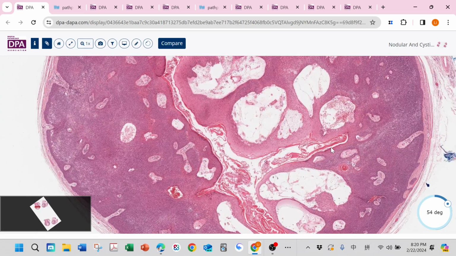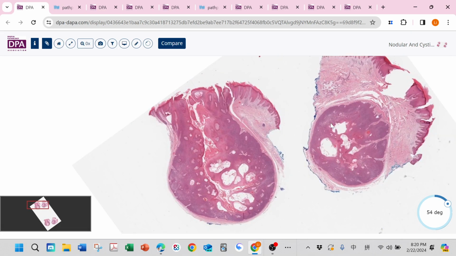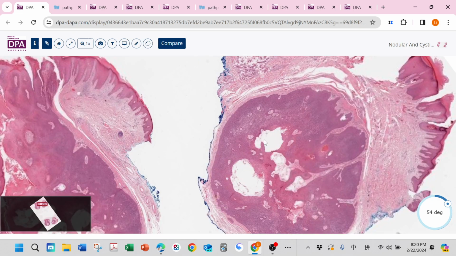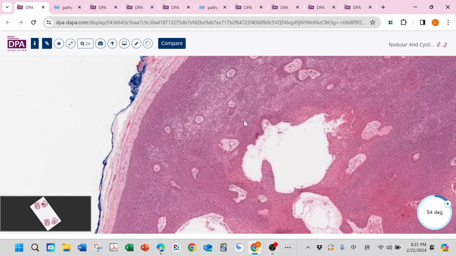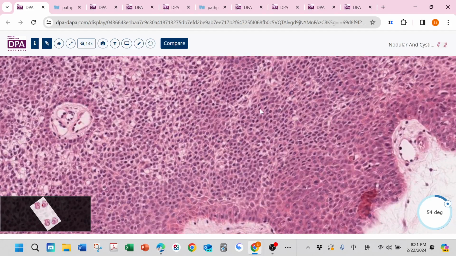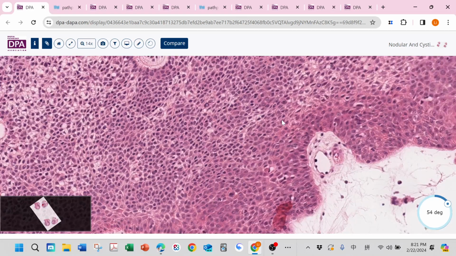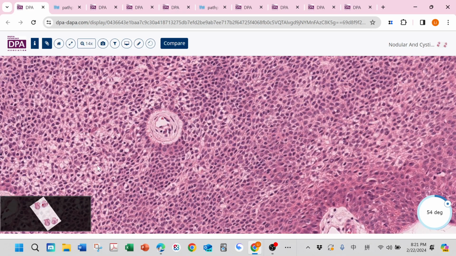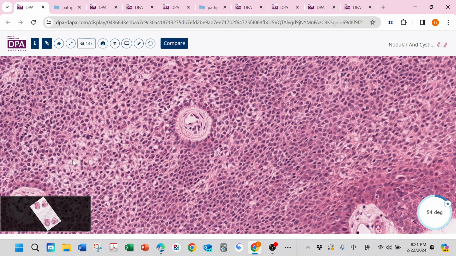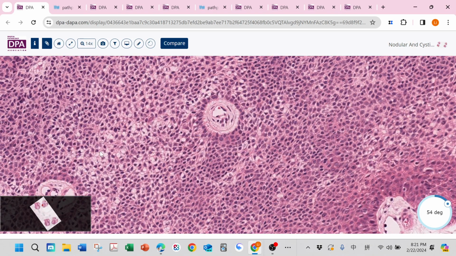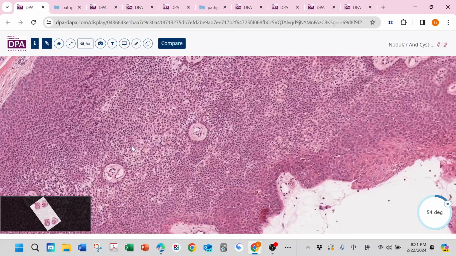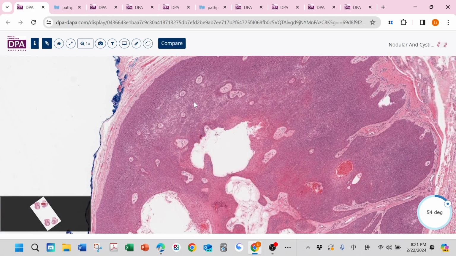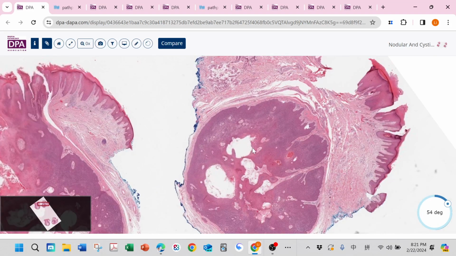So combining all of these features: well demarcated, solid, cystic, sweat duct differentiation, hyaline stroma, the cells really monotonous, no atypia or mitosis. And then another feature is that we also can see this clear cytoplasm, mimicking the outer root sheath of a hair follicle. Also, it's a really good feature for the hidradenoma.